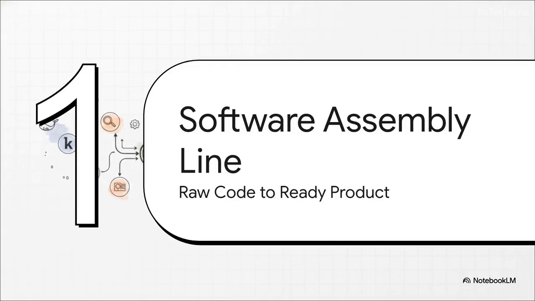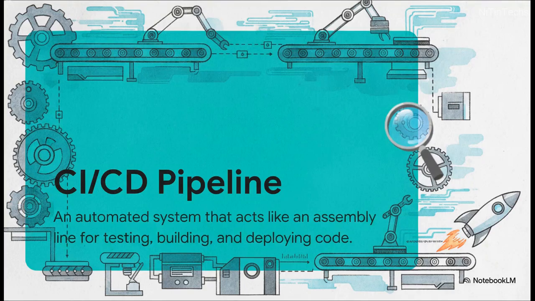Section 1, the software assembly line, getting from raw code to a ready product. Now, I know you already know that a CI/CD pipeline is basically the backbone of deployment, but treating it truly like a high-speed manufacturing assembly line, that is exactly what separates the sluggish teams from the elite ones. Raw code goes in one end, and the pipeline does all the heavy lifting. This means developers can actually focus on building things rather than just babysitting deployments all day.